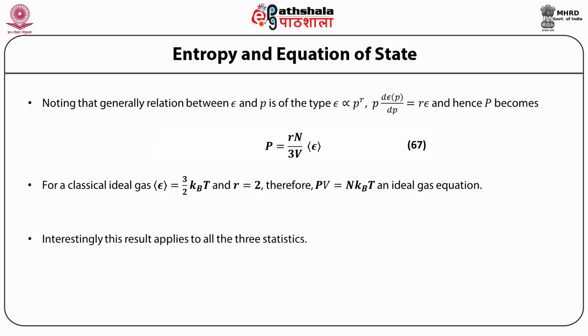Interestingly, this result applies to all the three statistics. So students, let us summarize what we have learnt in this module. In this module, we have learnt that the microcanonical ensemble, canonical ensemble, and grand canonical ensemble, despite representing different surrounding conditions for the system, are equivalent. That the signatures of this equivalence at equilibrium lie in obtaining relative fluctuations of the same order, that is, of the order of 1 upon square root N for number of particles and energy in each of the ensembles.